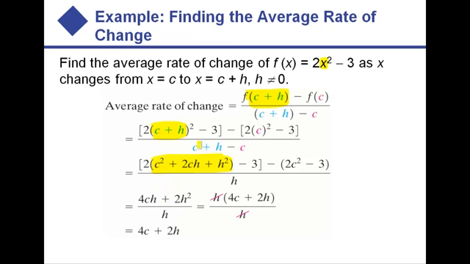When you get down to the bottom, c plus h minus c, of course the c's cancel, you just have h on the bottom. And on the top, the 3's canceled, the 2c squareds canceled, and everything that was left over had an h in it. So you could pull that h out, right? You could factor out an h on top, and then those two things end up canceling, and that's why you're left with just 4c plus 2h.